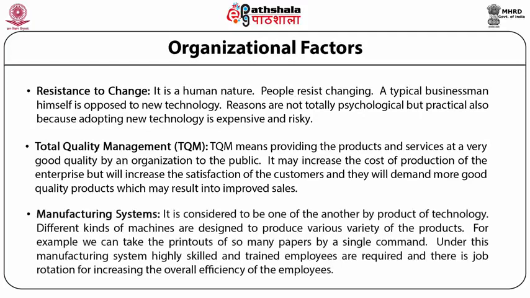Manufacturing systems. It is considered to be one of the other byproducts of technology. Different kinds of machines are designed to produce variety of products. For example, we can take printouts of so many papers by single command. Under the manufacturing system, highly skilled and trained employees are required, and their job rotation for increasing the overall efficiency is also need of the hour.